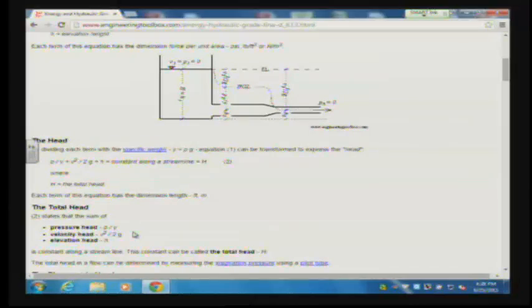So if we go down a little bit to this place, we see we've divided by gamma, and we have an expression for the pressure head, the velocity head, and the elevation head. And they're told that those are constant along the streamline and that their sum is H, which is total head. So it tells you that the total head is the sum of these three things.